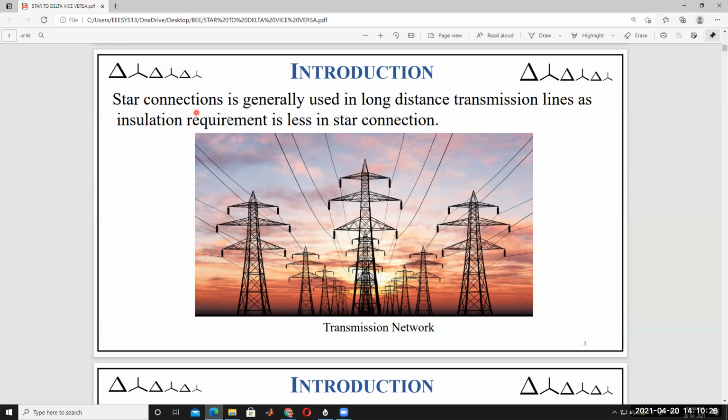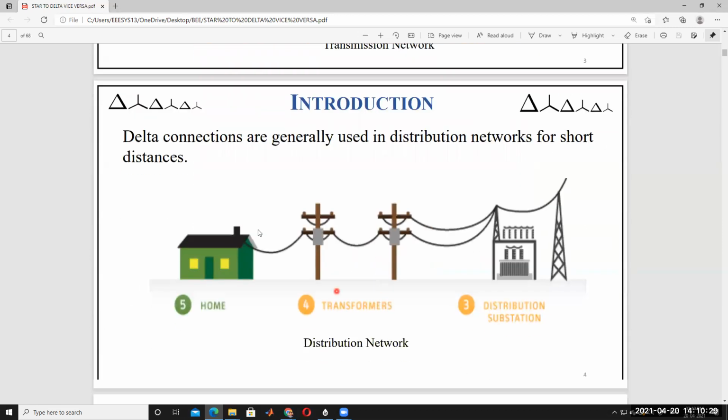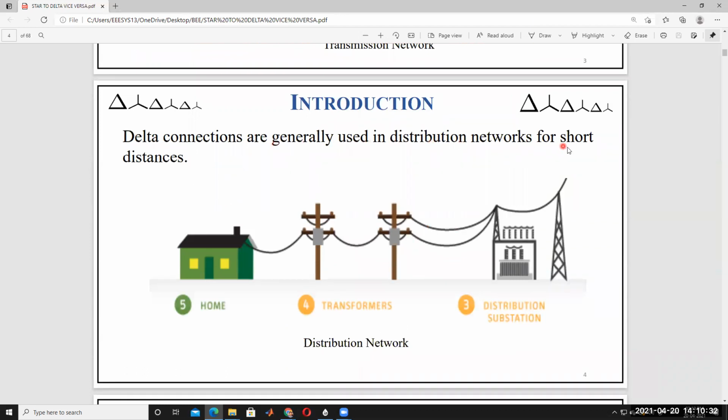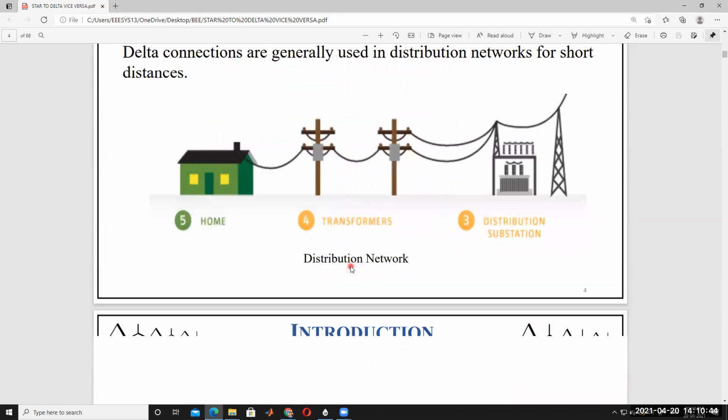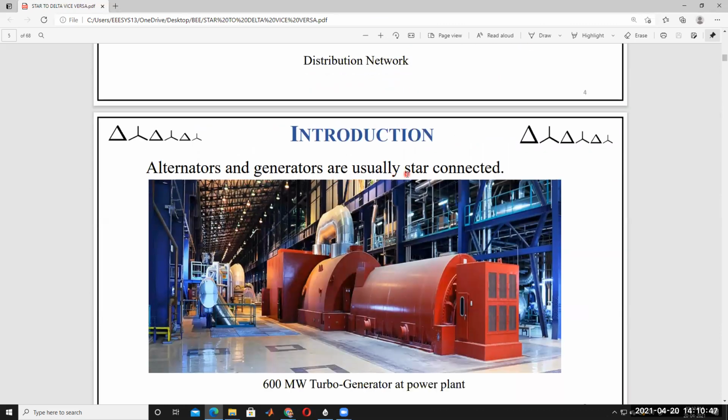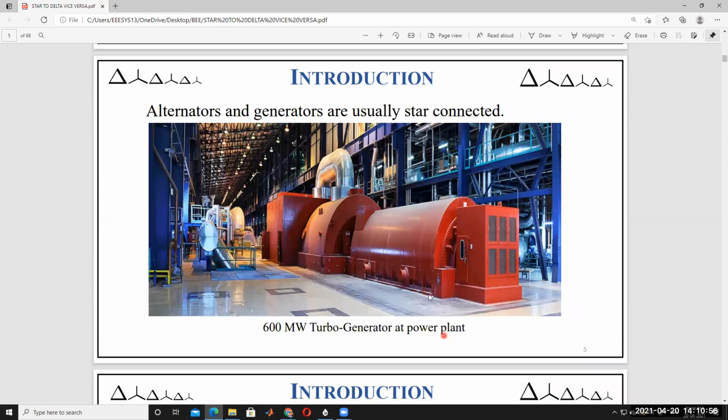These are called delta connections. So delta connections are generally used in distribution networks for short distances. From the distribution system to the transformer, you will get delta connection systems. And then alternators and generators are usually star connected. In turbo generators at power plants, the power generators are generally star connected. Inside the winding of these generators, there is a star connection system.